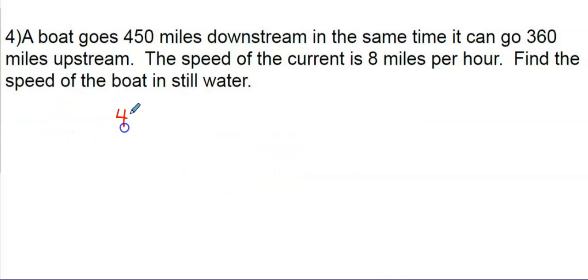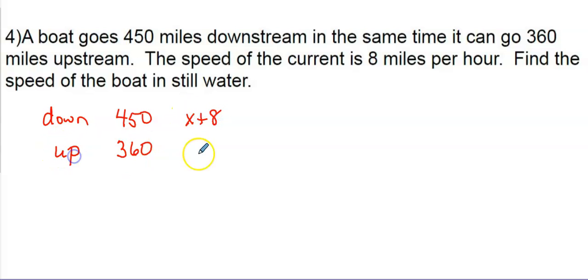450 miles, and we have 360 miles. The speed of the current is 8 miles an hour. So remember, downstream, the 8 miles an hour is going to be added to it. It's going to be x plus 8. And then upstream, the 8 miles an hour is going to be subtracted from it because it's fighting that current. So 360 would have x minus 8 with that.